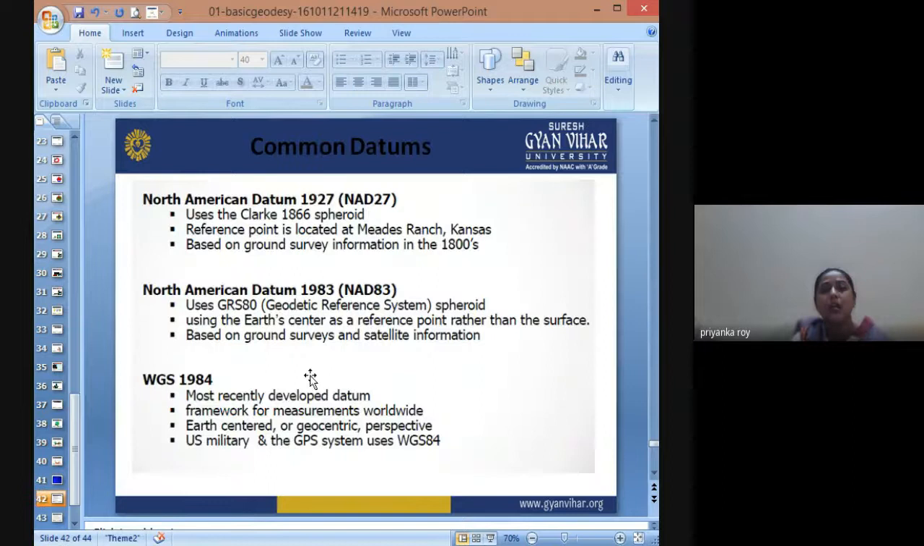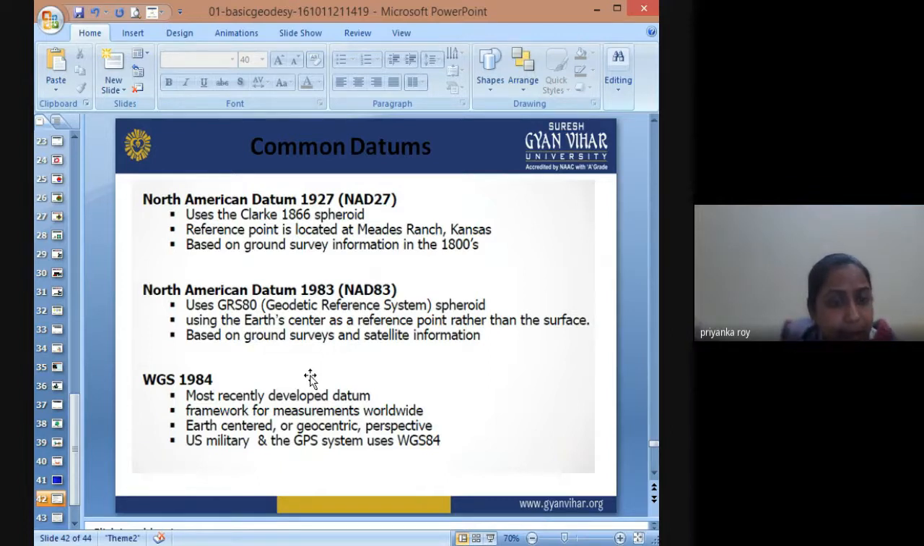Okay. So the common datum which we use are North American Datum of 1927, that is also called NAD 27. NAD 27 uses the Clarke 1866 spheroid technique. The reference point is located at Meades Ranch in Kansas, and it is based on ground survey information from the 1800s.